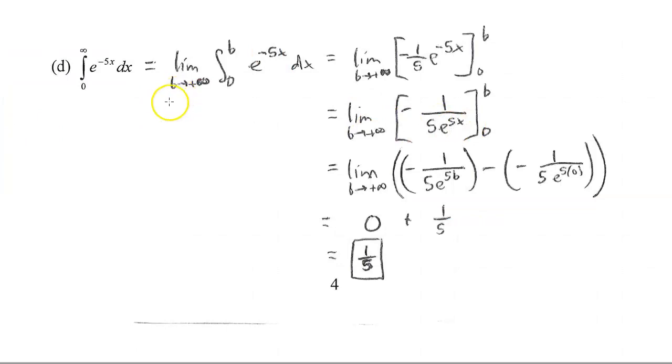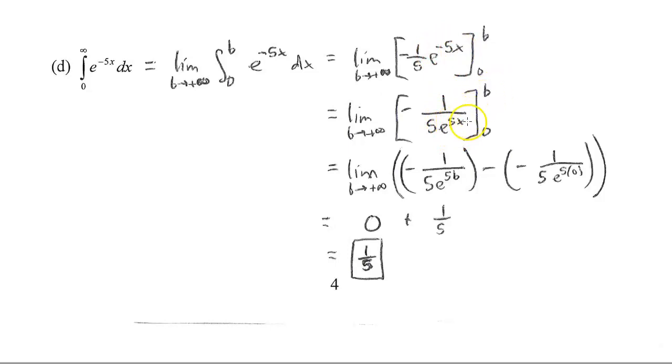Okay, well, let's do it. Integrating from 0 to infinity is like integrating from 0 to b and letting b approach infinity. Then the integral of e to the negative 5x: remember, the derivative of e to the negative 5x would be e to the negative 5x times negative 5. The integral of e to the negative 5x ends up being negative 1/5 e to the negative 5x, or in other words, e to the negative 5x over negative 5. By the way, e to the negative 5x is like 1 over e to the positive 5x.